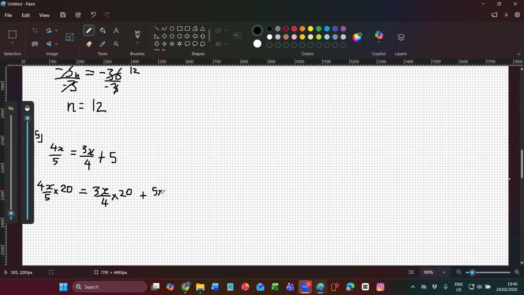Yes, sir. Good. Okay, so now that we have this all sorted out, I think all we need to do is to cancel. 5 in 20 is 4. 4 in 20 is 5. So you're left with 4x times 4, which is what? 16x being equal to what? Yeah, equals to 15x plus 100, isn't it?